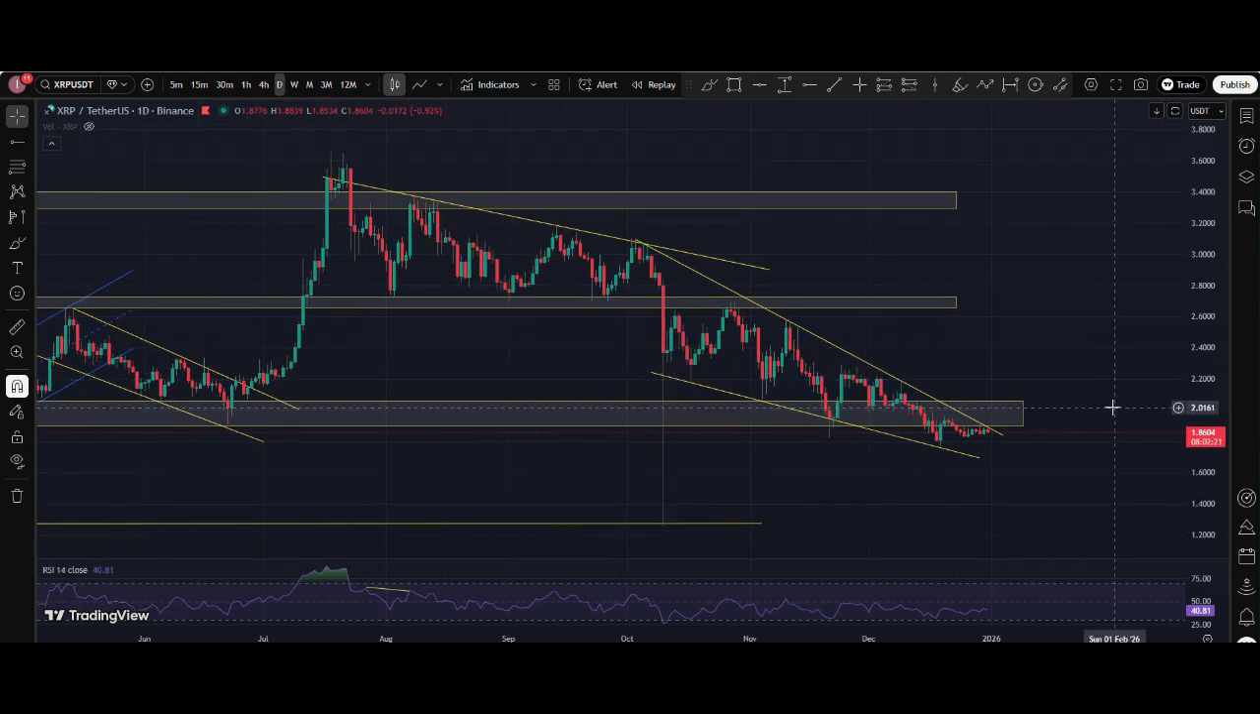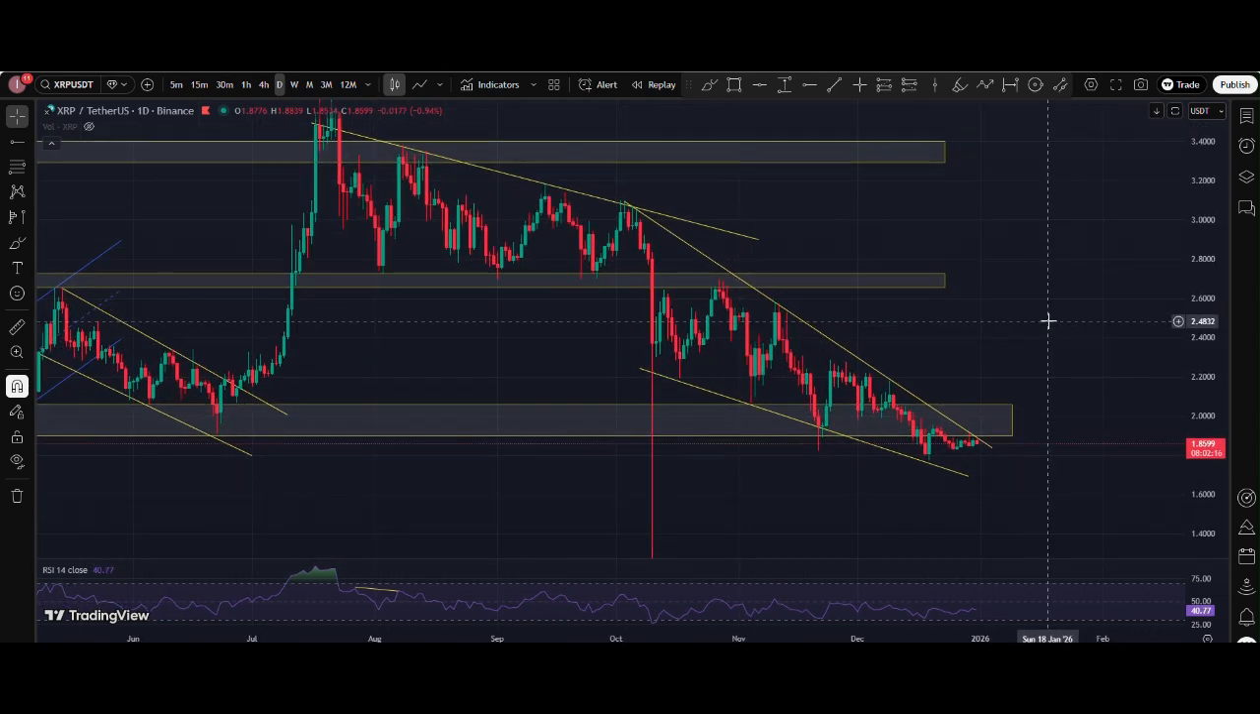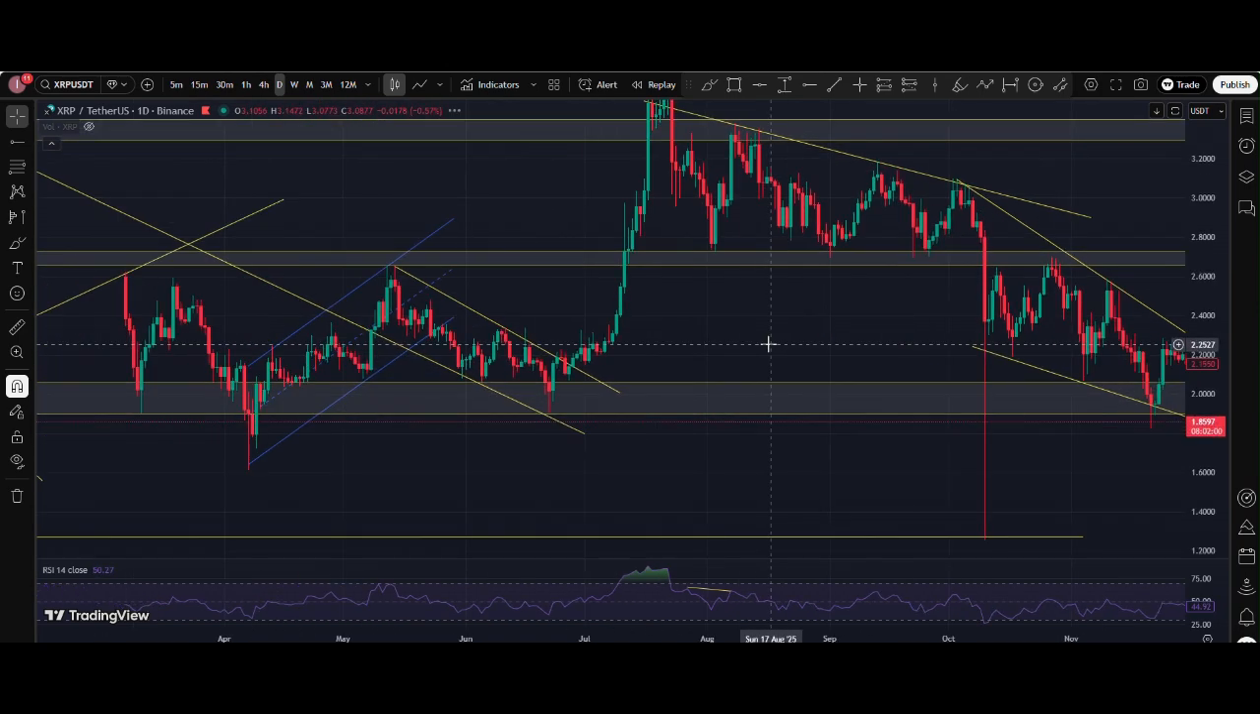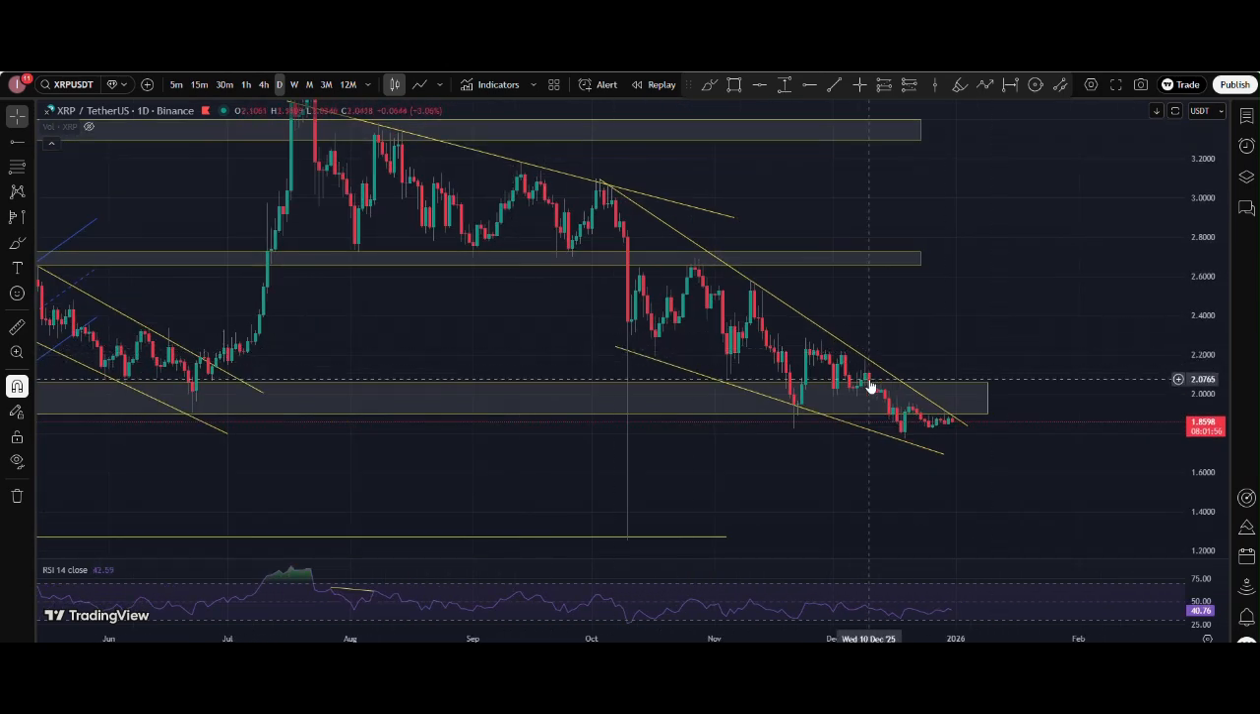XRP USDT chart. Now you can see a falling wedge pattern and a small bullish flag, but there is a resistance area. You can see the market was down at this resistance area. Then there are bullish engulfing candles, but there is a resistance area. Therefore, this trade is in a scary situation.